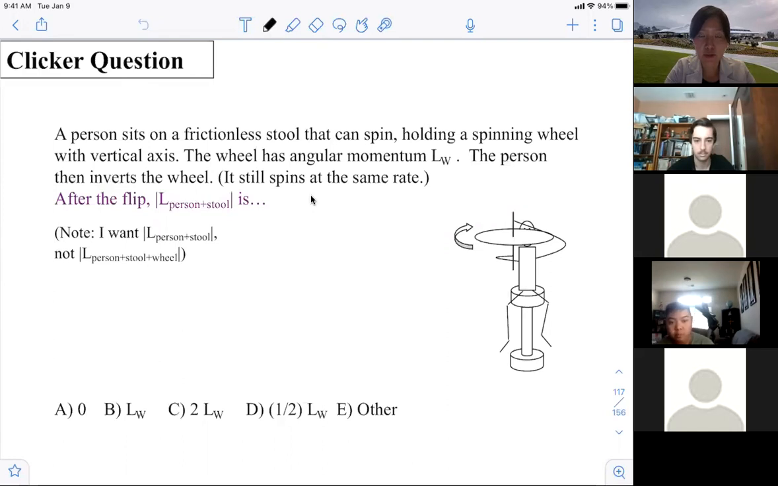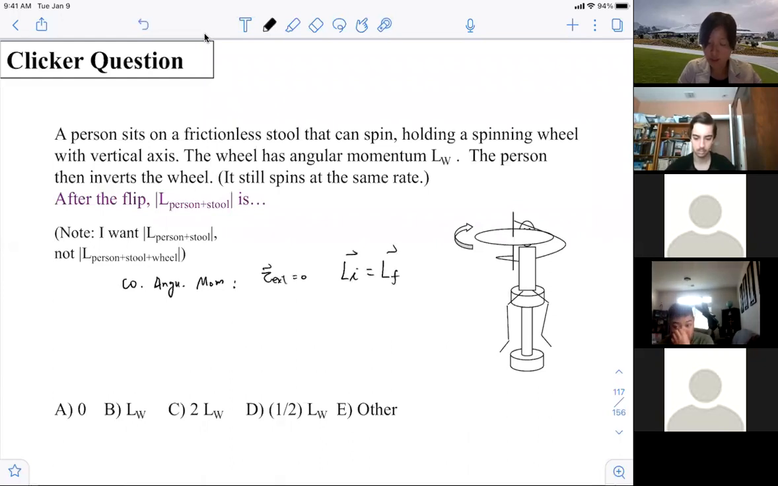All right, so we have a majority voting for LW, which is the same magnitude as the angular momentum the wheel had before you flip it. Okay, let's see how, if we set up the equations, the equation will tell us. I'm going to say I'm using conservation of angular momentum. So this is the physics you're trying to use. And that tells me when there is no external torque, my momentum initial is equal to the momentum final.